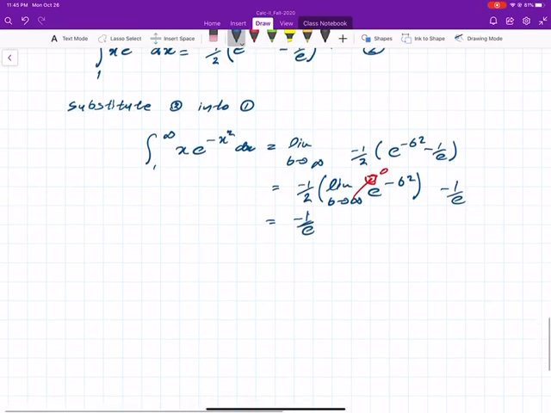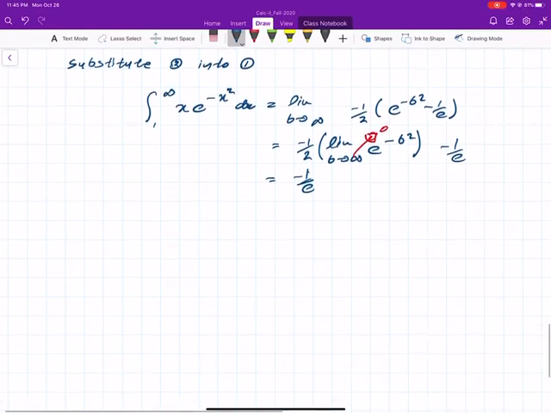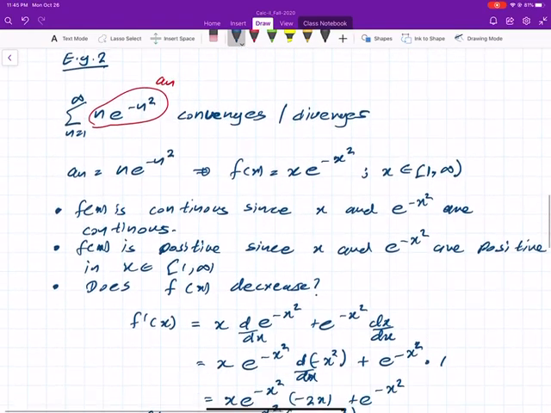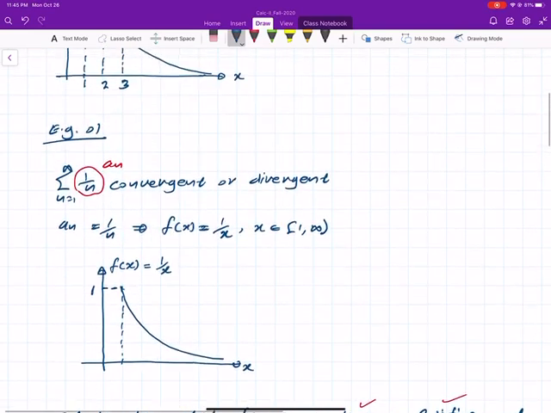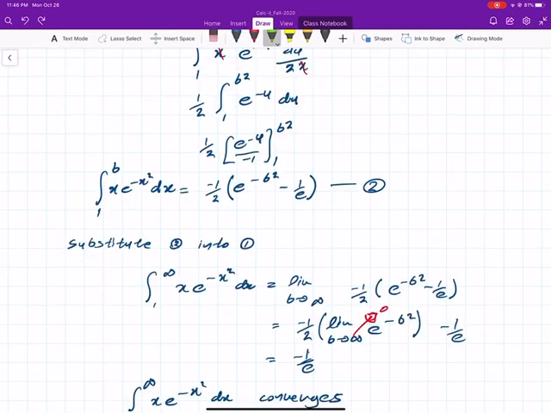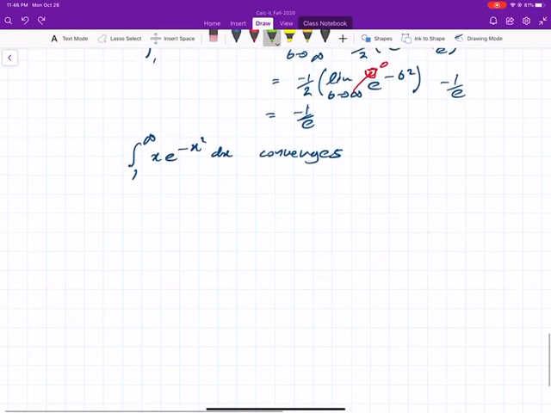That means the integral is finite. Okay, the integral is finite. That means this thing converges. Integration from 1 to infinity x e to the power negative x square dx converges. Since that converges by using the integral test, let's go back to the integral test. If this converges, then you could say the corresponding series is convergent too. Okay, so you are using that feature.